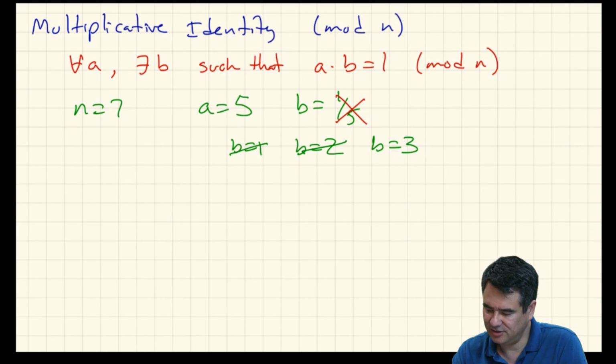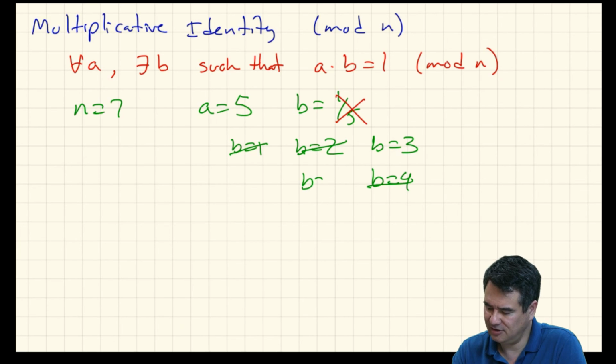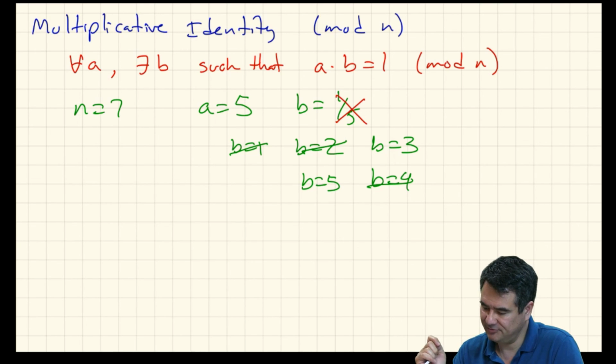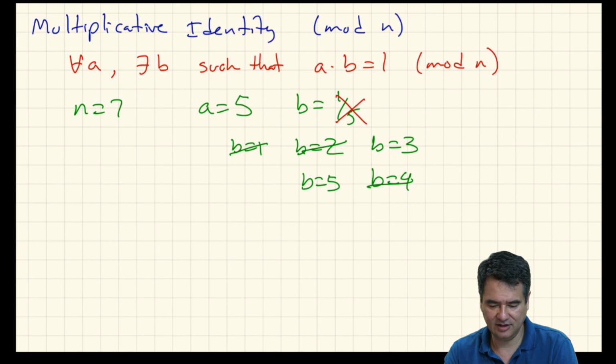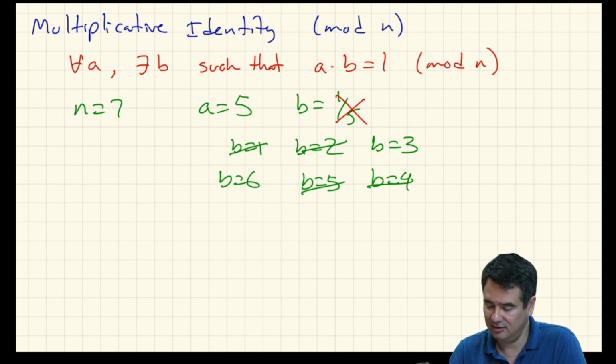Let's just try the others. How about b is equal to 4? 5 times 4 is 20. 20 mod 7 is 6. That's not it. How about 5? 5 times 5 is 25. 25 mod 7, no, it's 4. Never mind. And b is equal to 6. 6 times 5 is 30. That comes out to be 2. That's not it. So this is the answer.